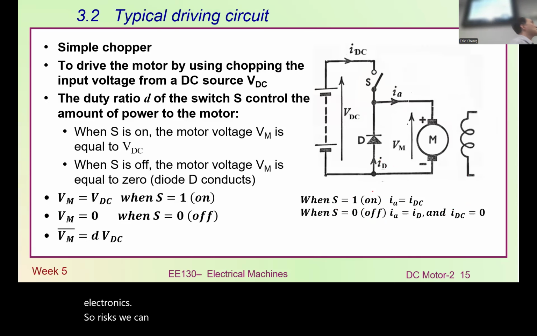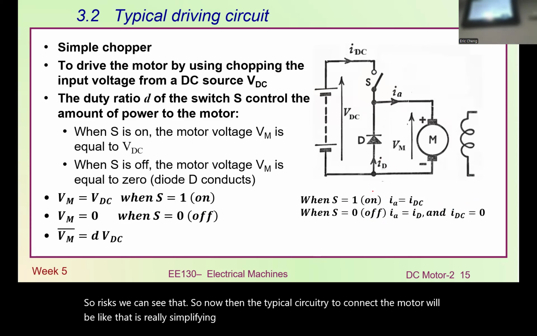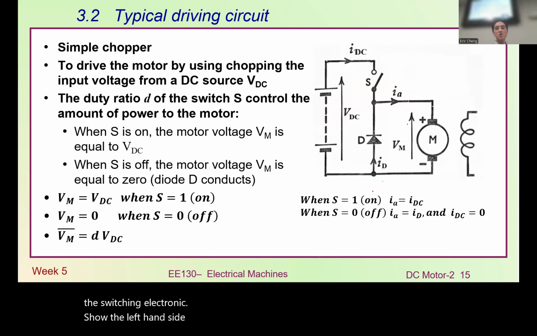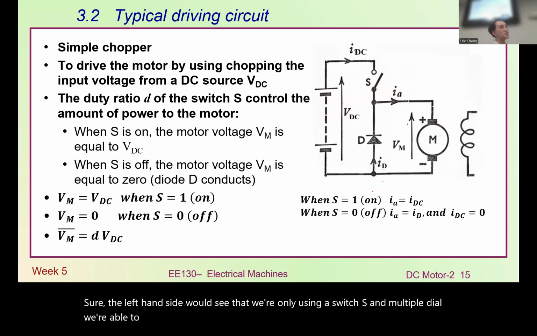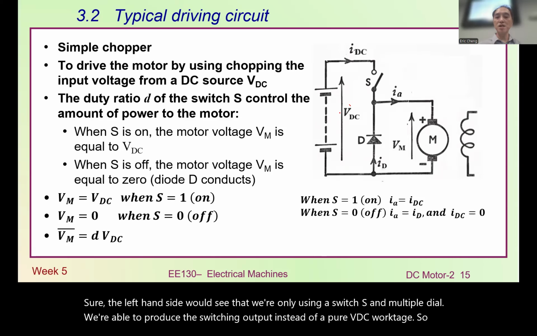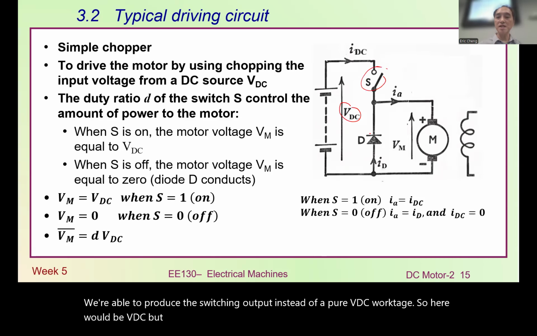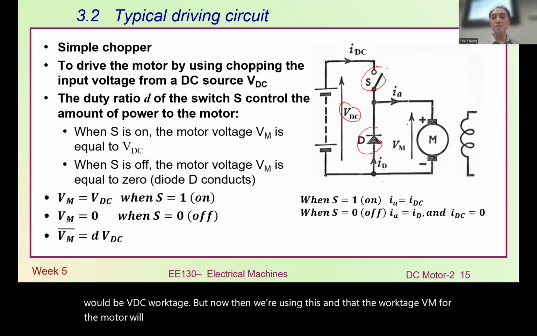So next, we can see that the typical circuitry to connect the motor will be like this. It is really simplified circuitry to show you how we're able to produce the switching output. On the left-hand side, we're only using a switch S and also a diode. We are able to produce a switching output instead of a pure VDC voltage. The voltage Vm for the motor will therefore become this voltage.